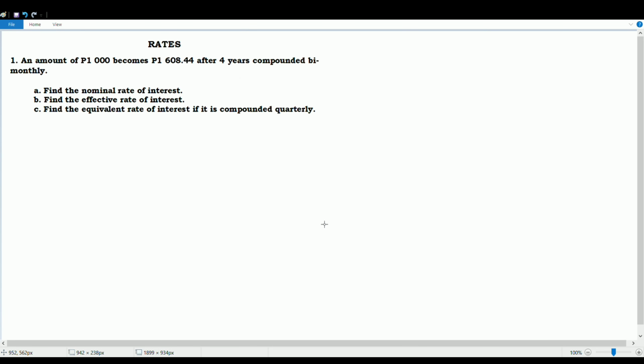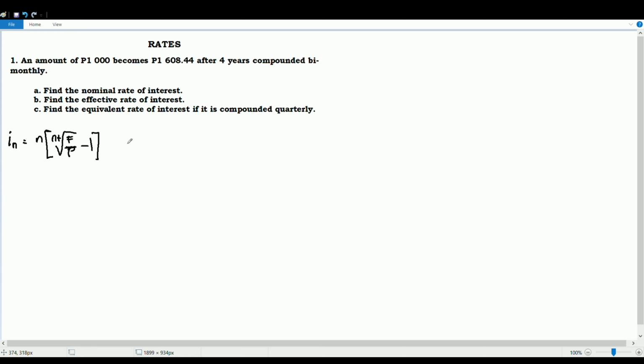Our example number 1: an amount of 1,000 pesos becomes 1,608.44 after 4 years, compounded bi-monthly. For letter A, we have to find the nominal rate of interest. So the nominal rate of interest is denoted by I subscript n. Our formula is I subscript n equal to n times the nth root of F over P, minus 1, and minus 1 is outside the radical sign.